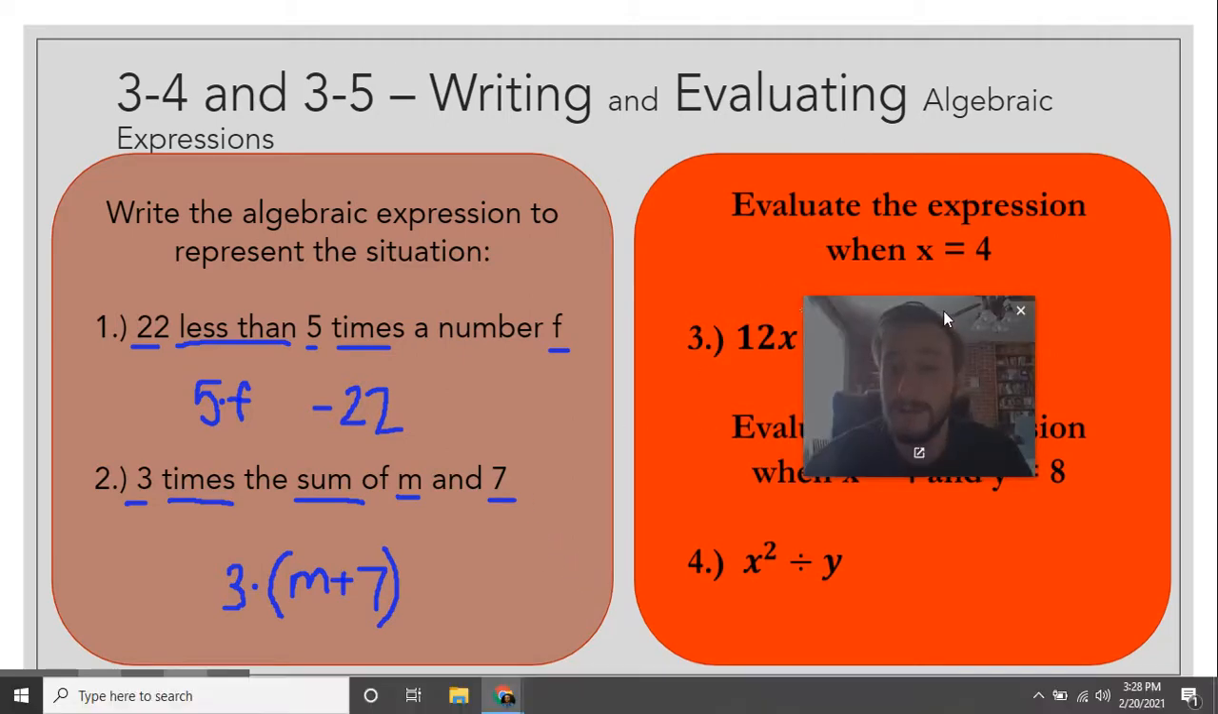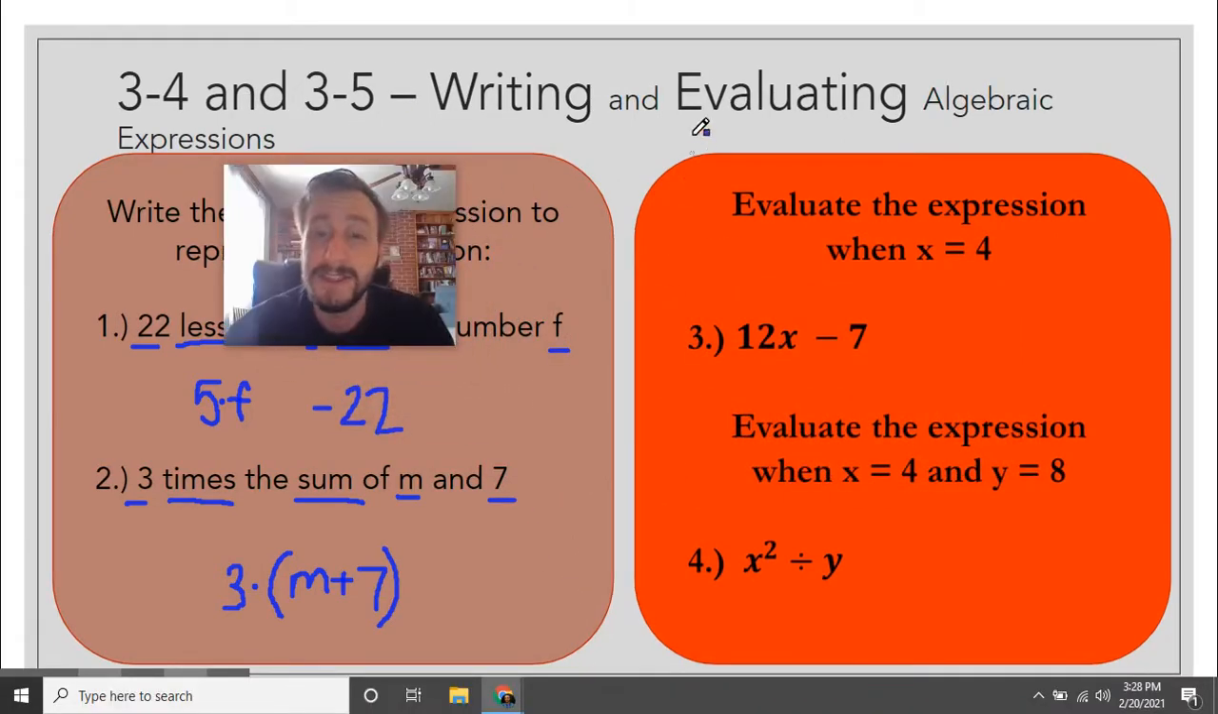So that's one part. Now, 3.5 is dealing with evaluating algebraic expressions, which I think all of you are going to be doing just fine on. It's just where I give you an amount to plug in to the variable, and then you just solve it. It turns into an order of operations problem after that. So the only tricky part is putting in the number or substituting in the number for the variable. That's it. So looking at number 3, it says evaluate the expression when x equals 4.